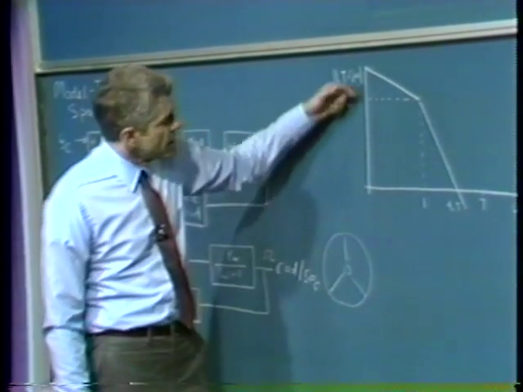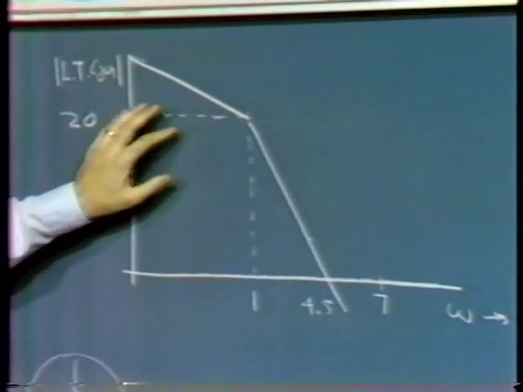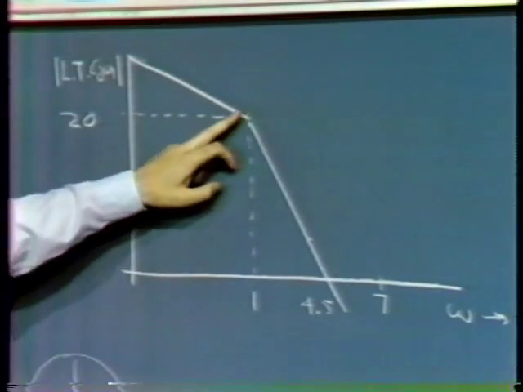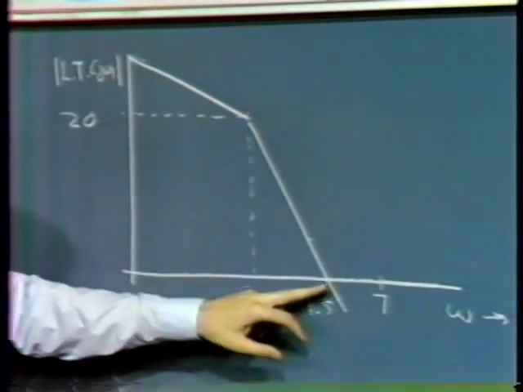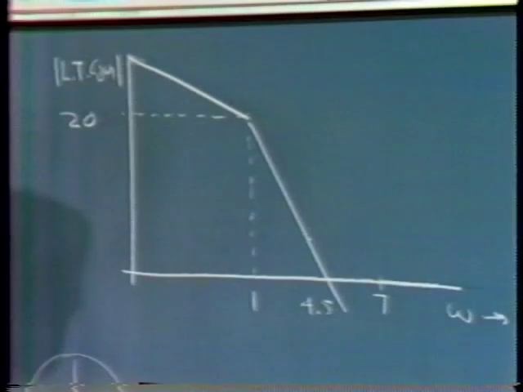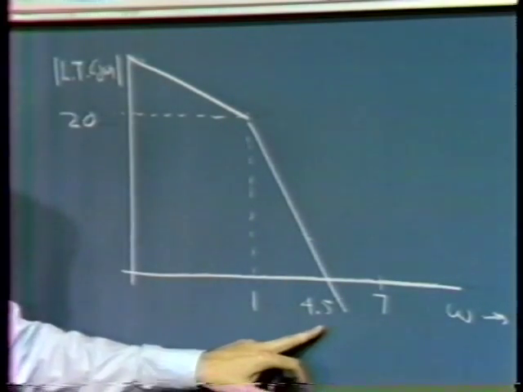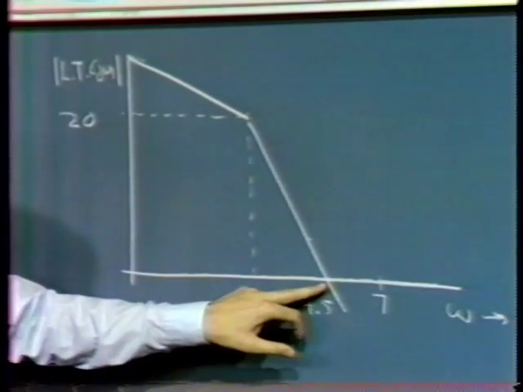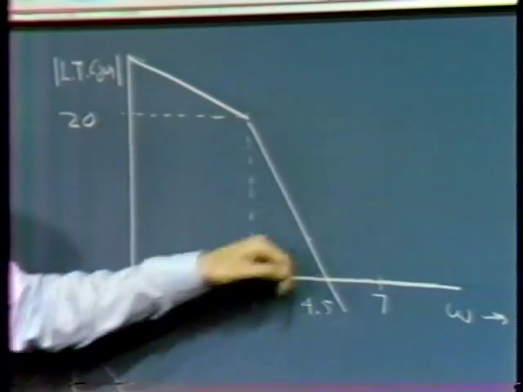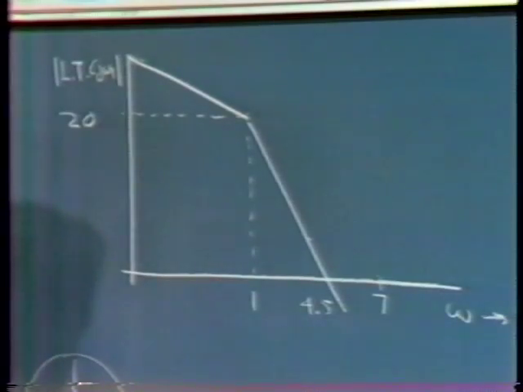So with that, we get a loop transmission that looks something as follows. The 1 over S roll-off, or 20 over S roll-off at low frequencies, then an additional pole at 1 radian per second. We would then cross over, since we're dropping off as 1 over S squared. If this were the total dynamics of the loop, we'd cross over at the square root of 20, about 4.5 radians per second, and we'd have only about 12 or 15 degrees of phase margin because we'd be crossing over a factor of 4.5 above the second pole in the loop transmission.